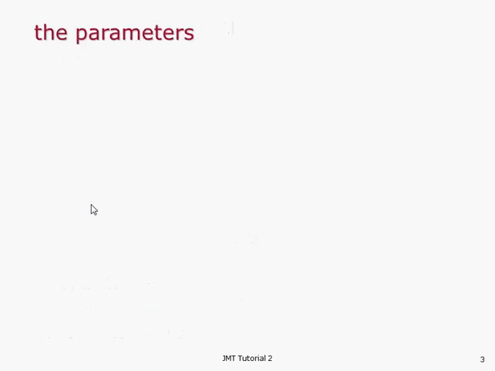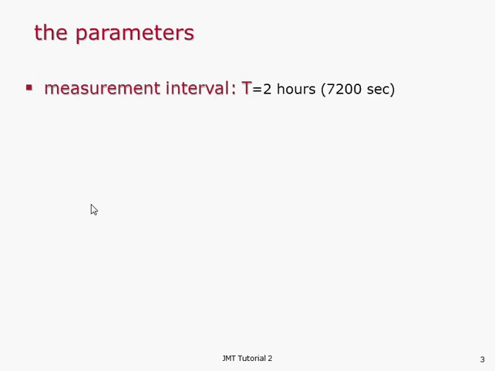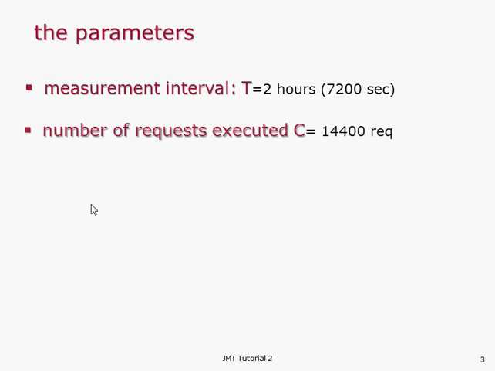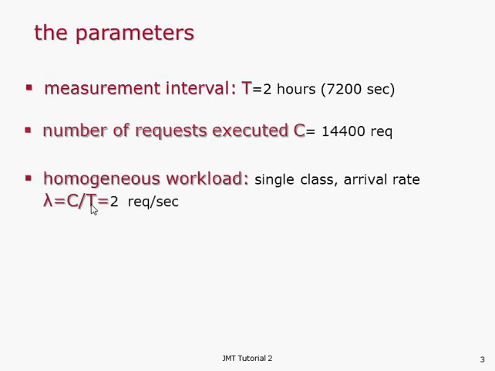The parameters of the model were obtained from the data collected, we imagine, in a 2-hour period. So we have a measurement interval t, we have a number of requests c executed in this measurement interval, and the ratio of c over t provides us the arrival rate lambda of 2 requests per second.